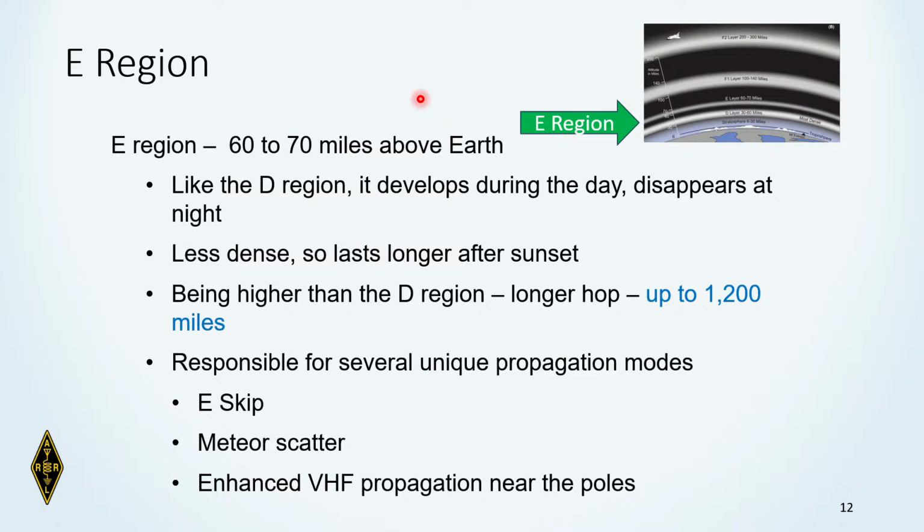E is the next one. E is a real interesting layer because I'll skip to the bottom first. It's got some very unique propagation modes. We're going to be talking a little bit about E-skip or E-scatter.